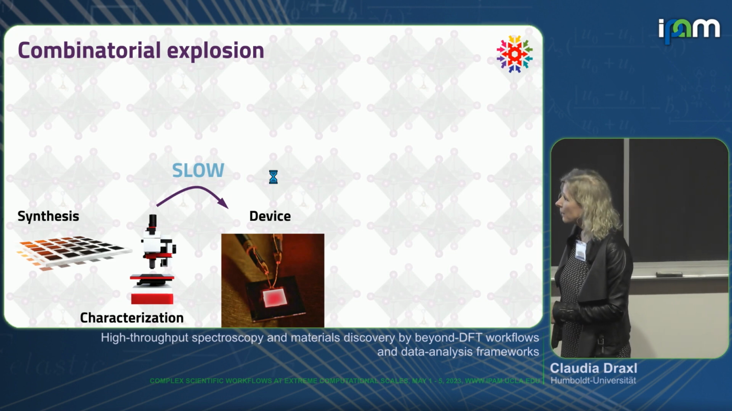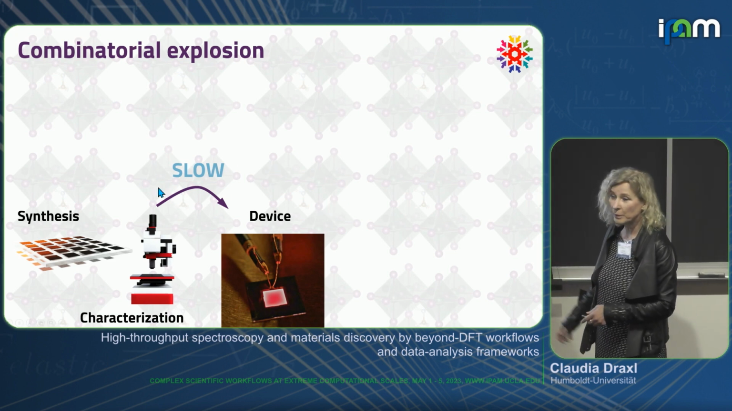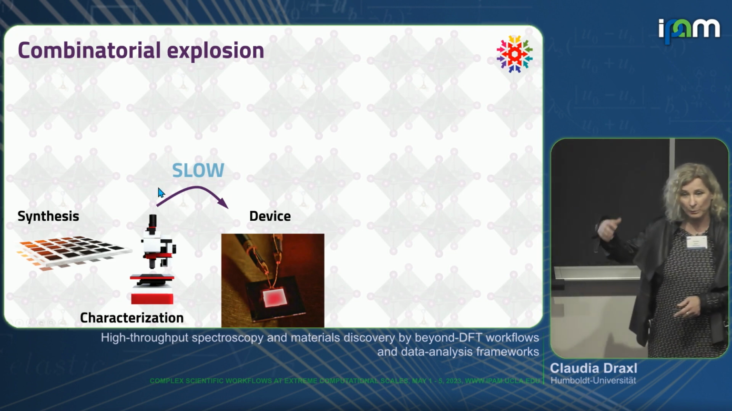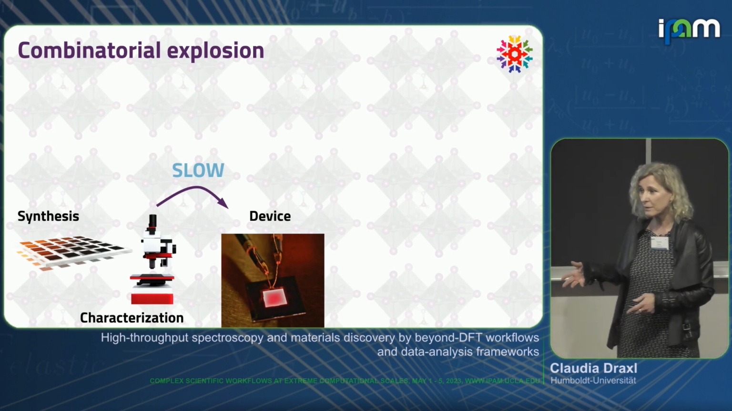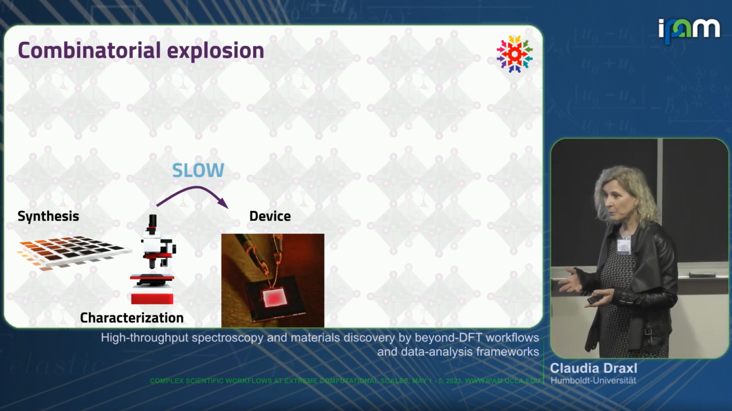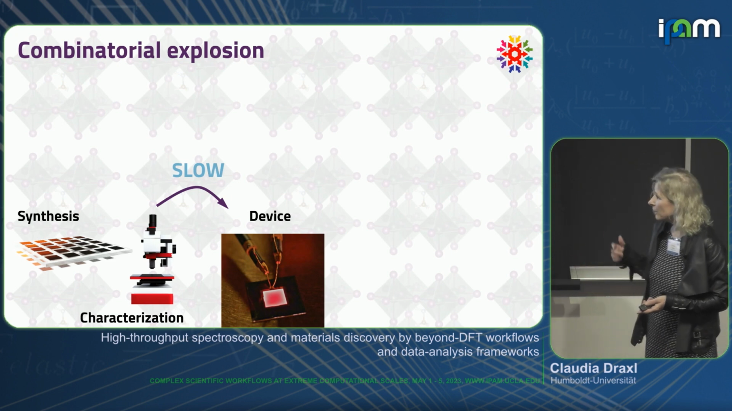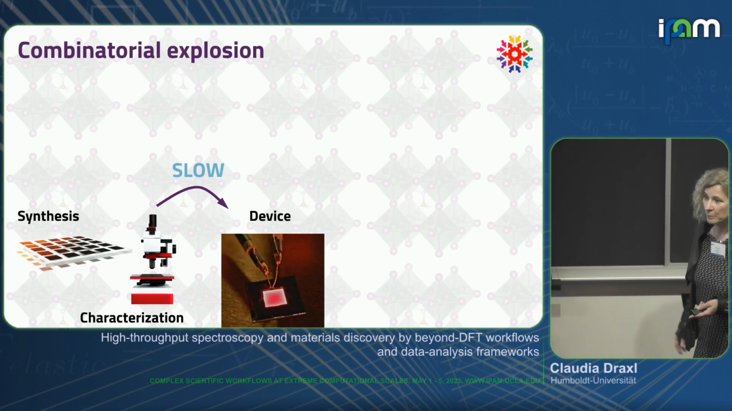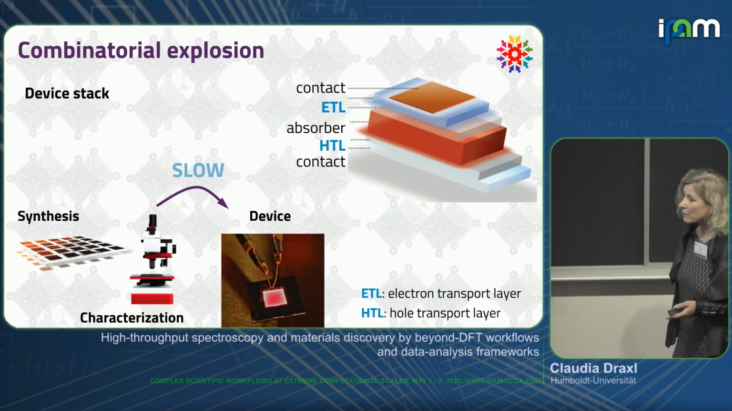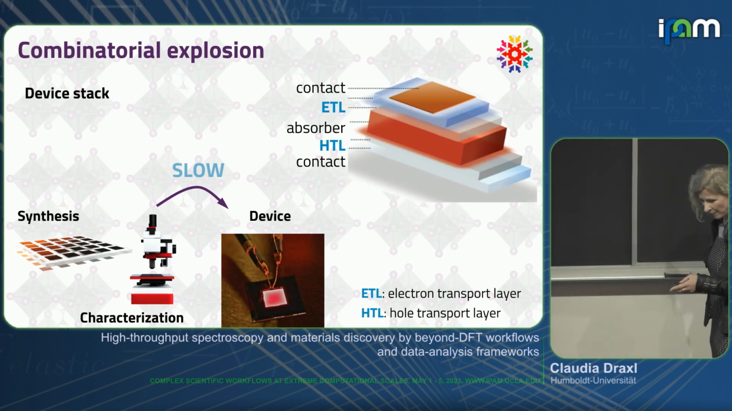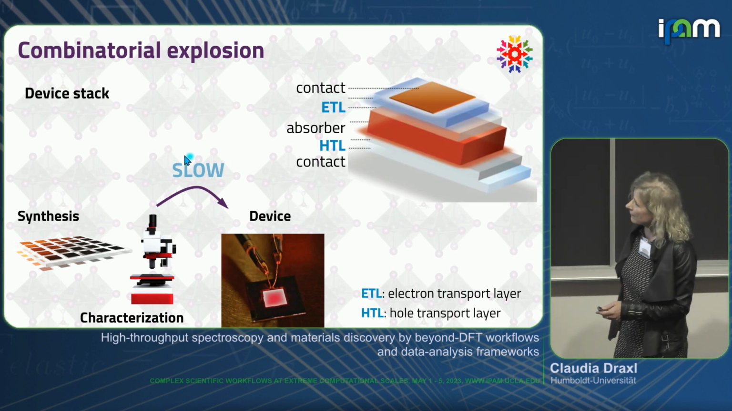Step 3, making a device, is again slow, because now you have all the results of the combinatorial synthesis and characterization. So what kind of devices are you building now, right? And I would like to point out that also for this step, it's extremely important or beneficial to have a database. So why? Let's have a look at such a device.